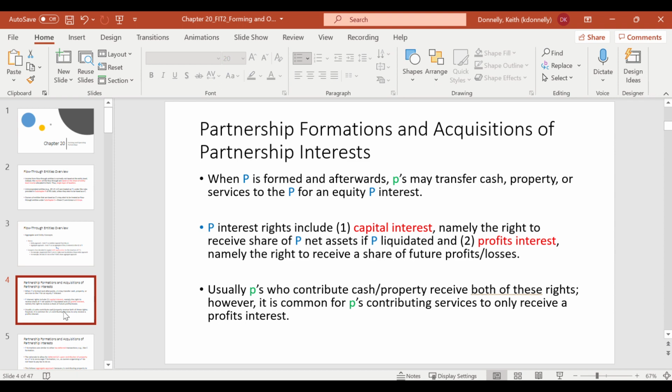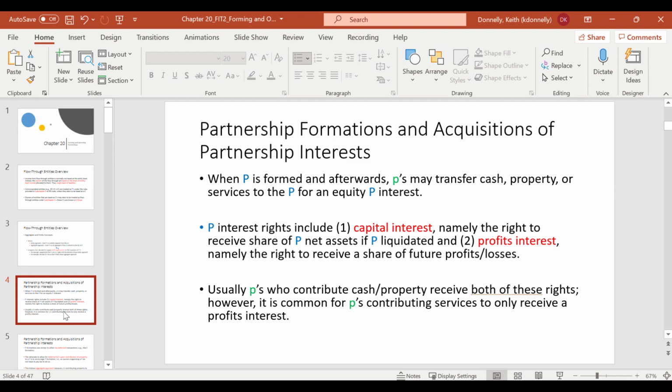So when we're talking about forming a partnership, when it's formed and after it's formed, once it's up and running, you can have partners who can enter into the business and they can be partners. They can do this through transferring cash, property, or services. Here's $1,000, please make me a partner in the partnership. Here is a building, please make me a partner in the partnership. I will provide legal services for you and you can make me a partner in the partnership. Now, when you are a partner in a partnership, you're going to have two types of interests. You could have a capital interest or a profit interest.